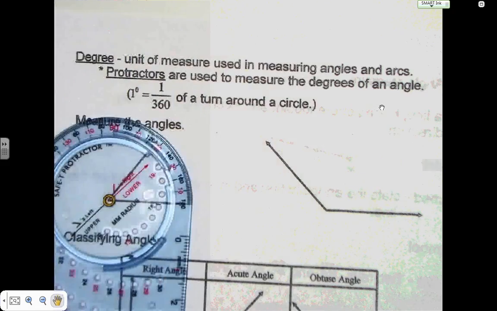Has everybody used a protractor before? Anybody not ever used one before? Not much? Okay. Yeah. So that's why I'm kind of showing you all the little ins and outs here. All right. What if I asked you to create your own angle?